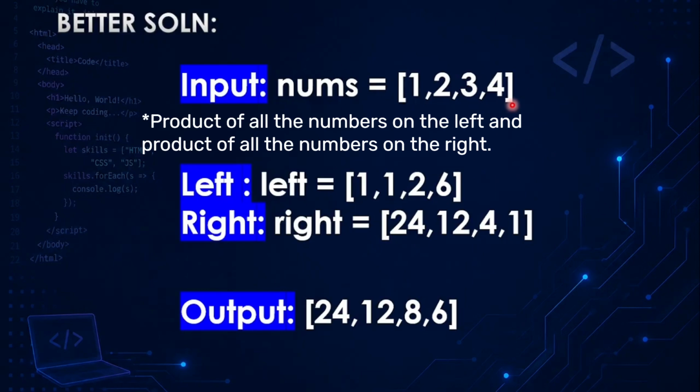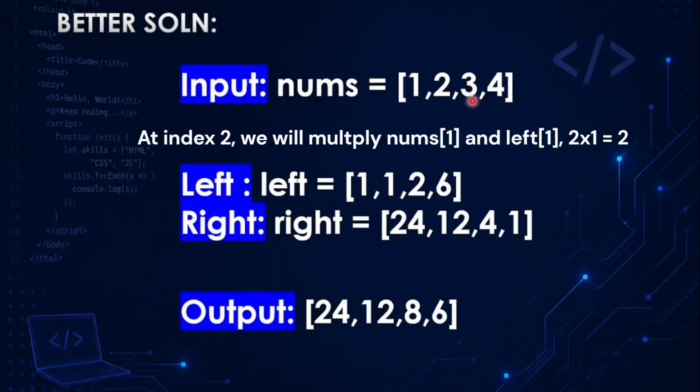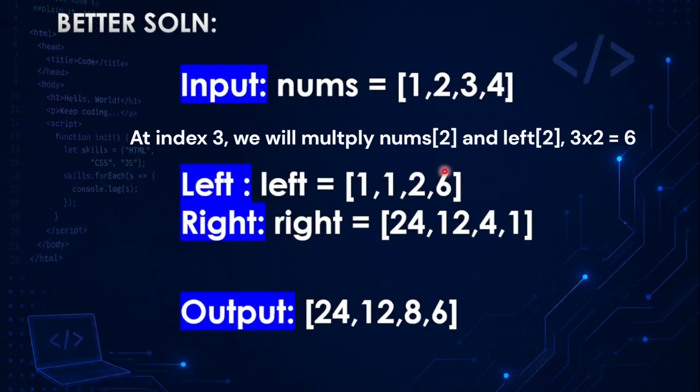Instead of calculating the answer directly, what if we pre-calculate all the left and right products? For our example, the left product would look like this. Before index 0, there's nothing, so I'll be placing 1 for that. Before index 1, we have 1. 1 cross 1 gives us 1. Before index 2, we have 2, and before index 3 equals 6.